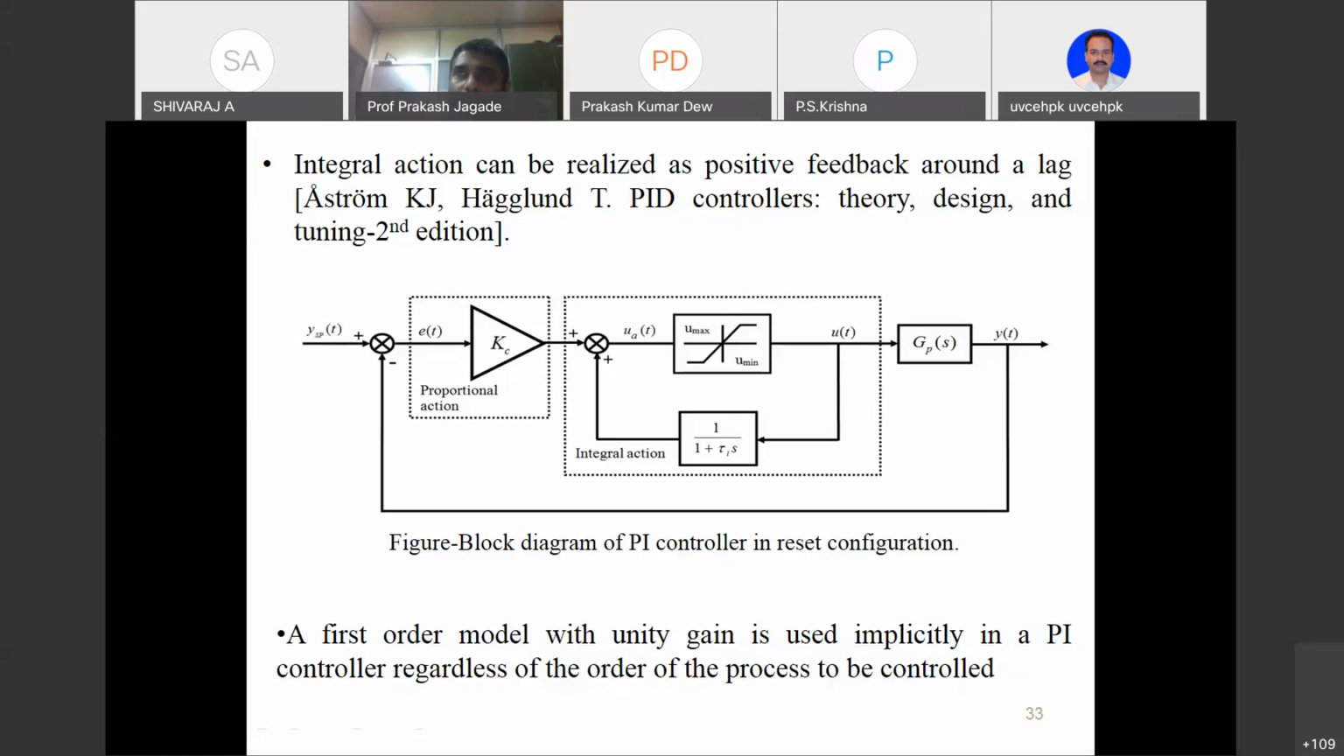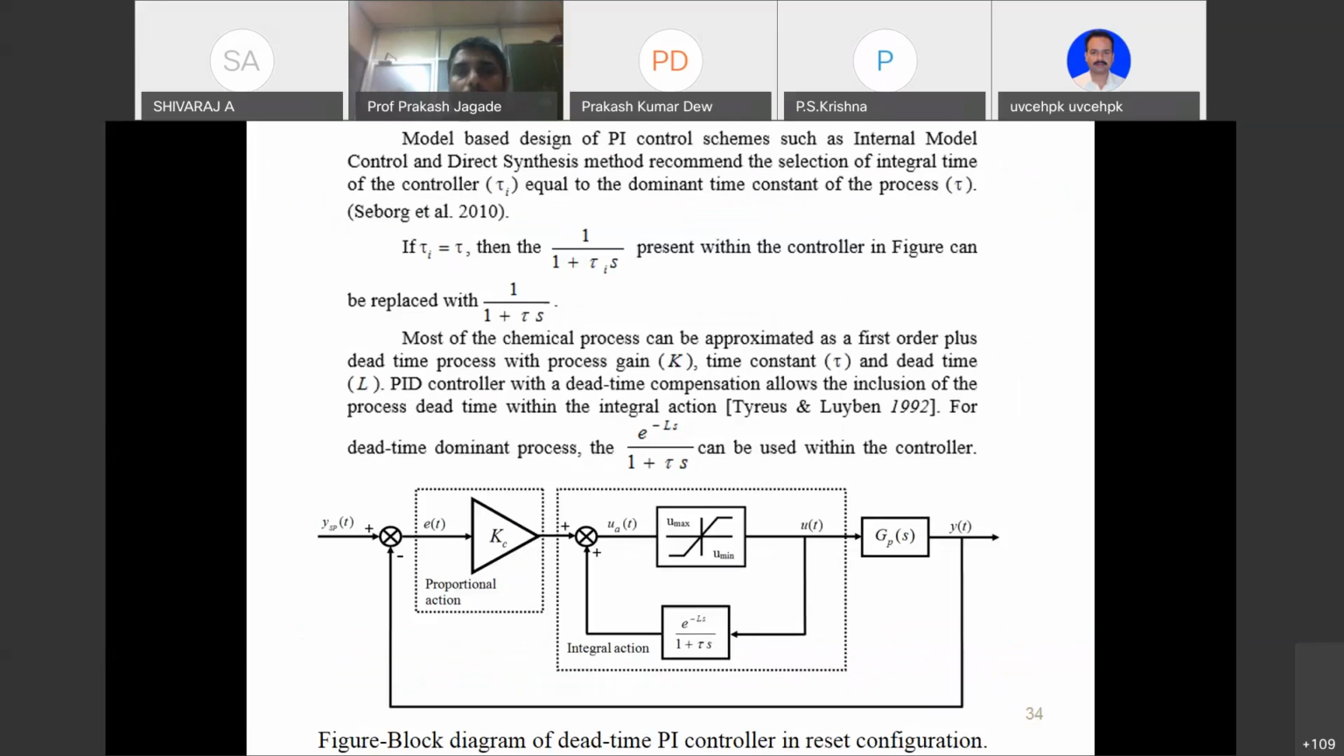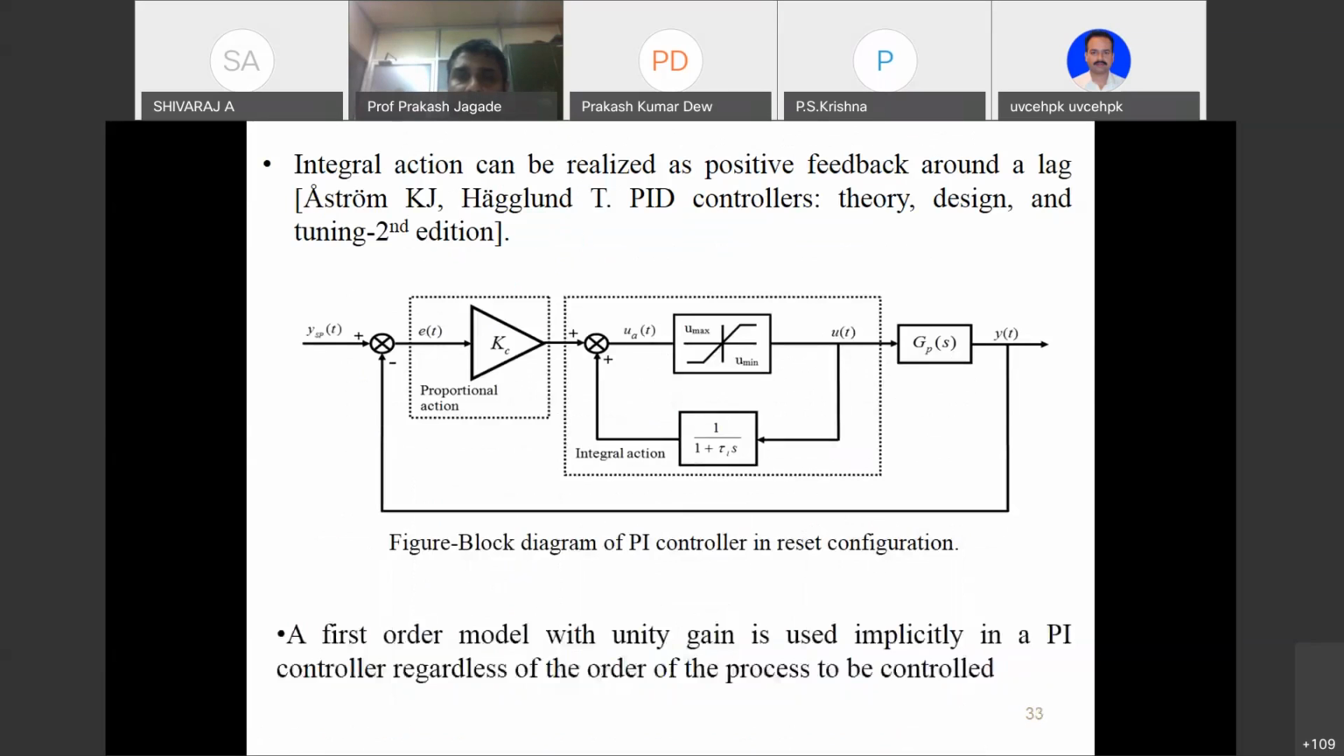So instead of using a first order gain-free part, the first order model, what we had suggested was, why not we use a gain-free part of GPFS. If GPFS happens to be a second order transfer function, then we will use the gain-free part of the transfer function inside this block. Inside this block, we will use a gain-free part of the second order transfer function.